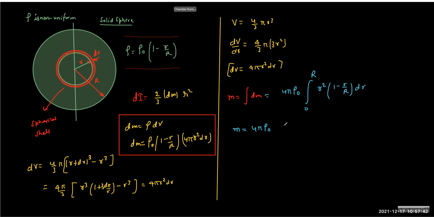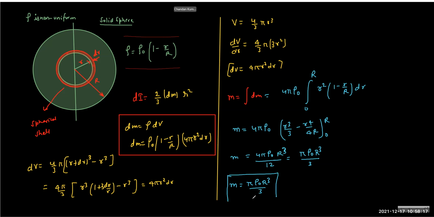Now R square dr will be R cube by 3, and then R cube will become R power 4 by 4. So 1 by 3 minus 1 by 4 is 1 by 12. So this becomes 4 pi rho naught R cube by 12. This is pi rho naught. Now this will be used later on as and when we need. But the primary goal is to calculate this value. So I hope you can just substitute the entire thing back to the formula and do the integration. It's only a matter of integration, nothing much.